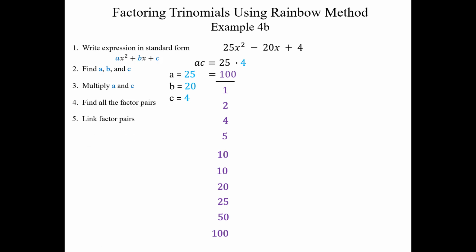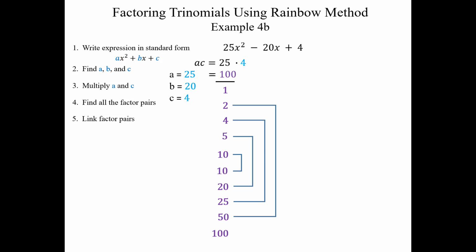Now we need to link our factor pairs together. So the 10 and the 10 is linked together. The 5 and the 20. Then the 4 and the 25. The 2 and the 50. And the 1 and the 100.